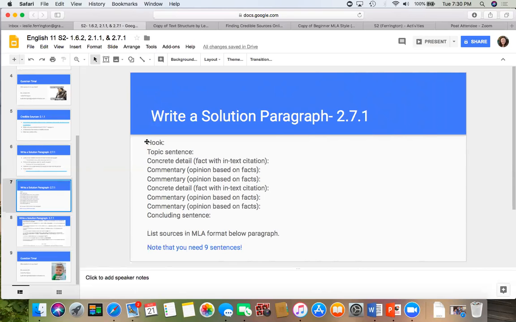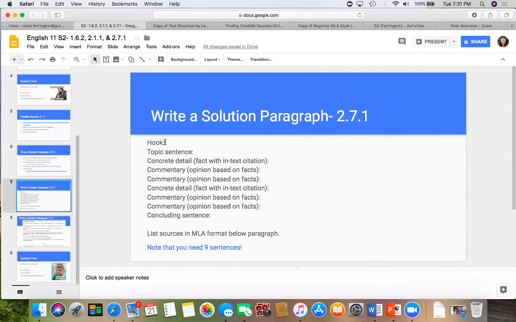Because sometimes people will decide, oh, I'm just going to do the first set with a concrete detail and commentary and then just ignore these other ones down here. So if you want full credit, make sure that you do all the sentences and then also list your source underneath the paragraph. You might have 1 source, you might have 2 sources, you're going to need 2 citations. So it's up to you whether you use the same source or different ones.